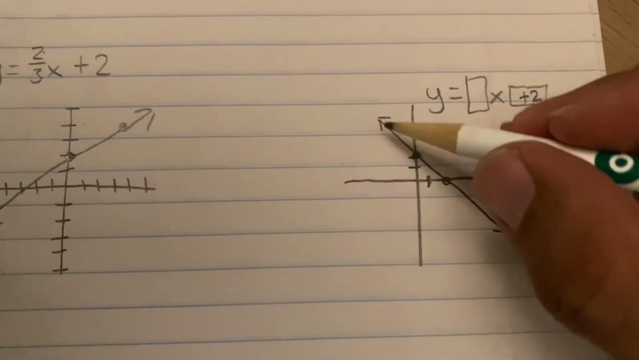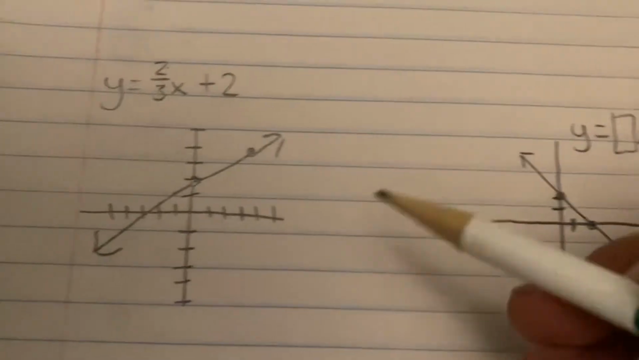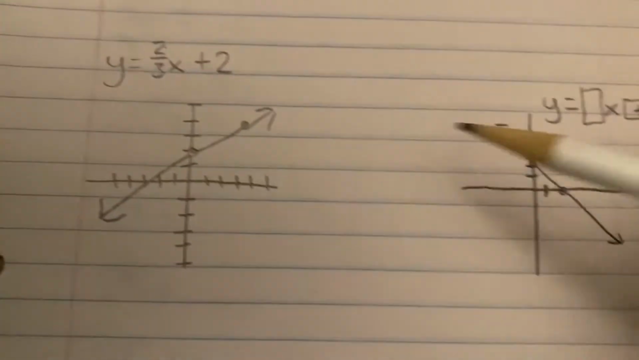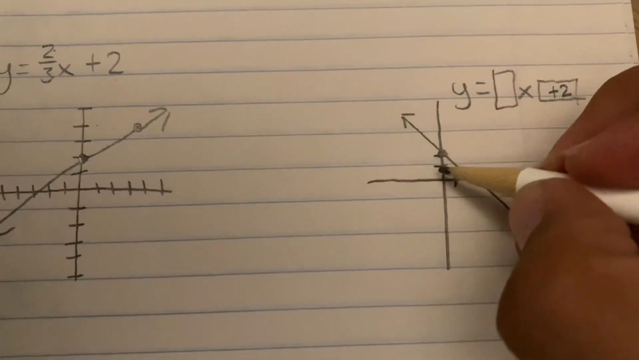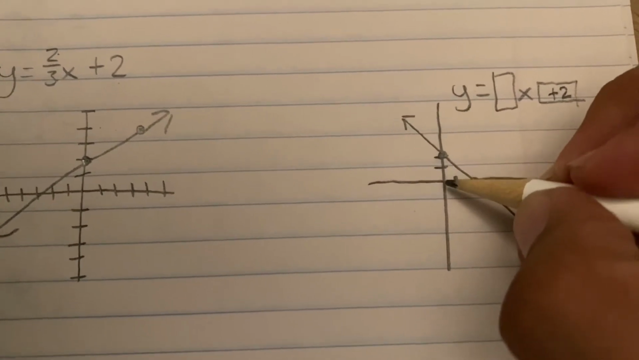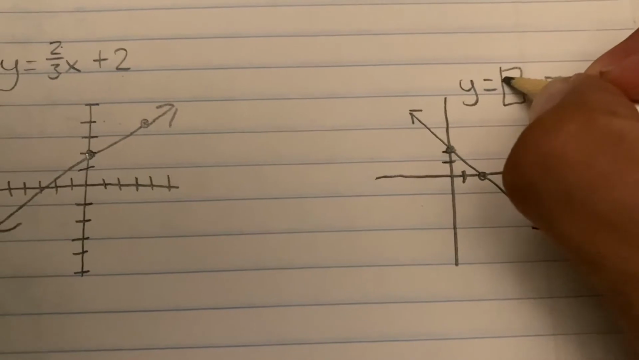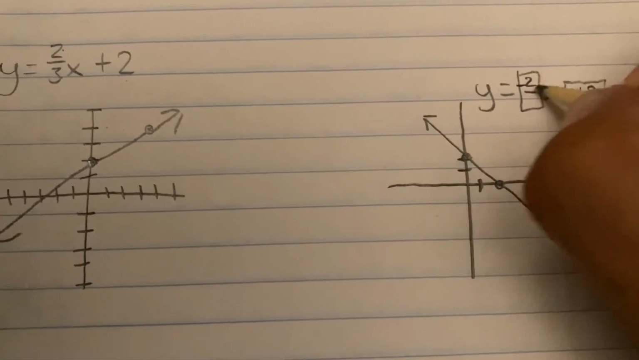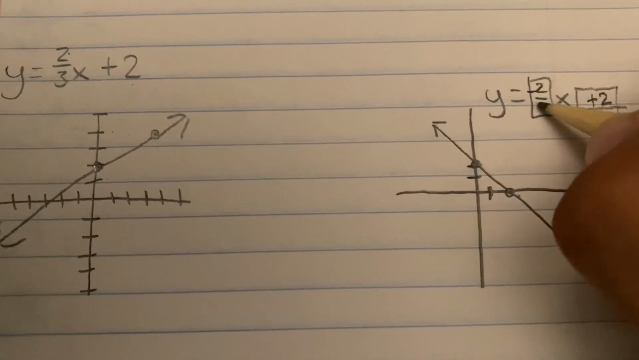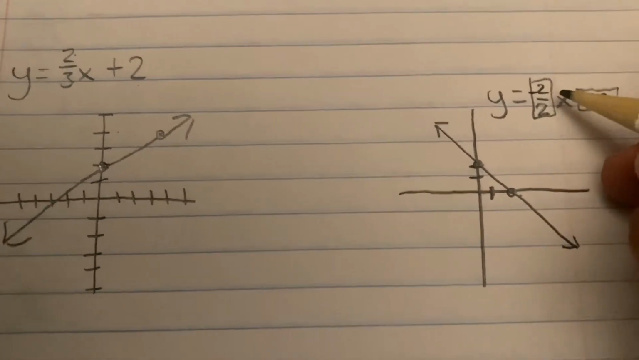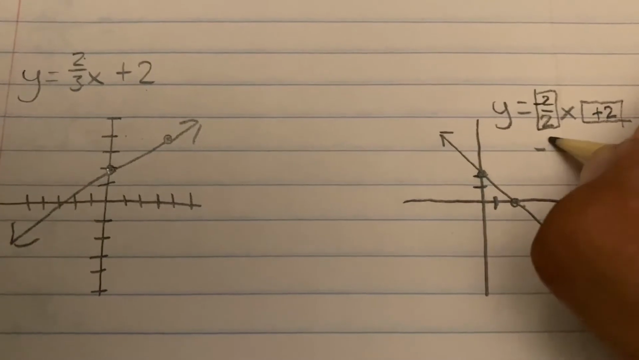Now, the slope is going down. You see how this slope is going down? This is what an up slope looks like. This is what a down slope looks like. So it's going down. So 1, 2. So 2 down. So negative 2. And then it goes 1, 2 to the right. And then 2 on the bottom right here. So negative 2 over 2, which is really just negative 1.